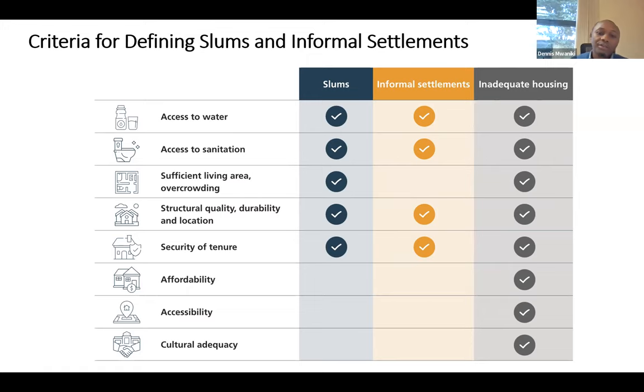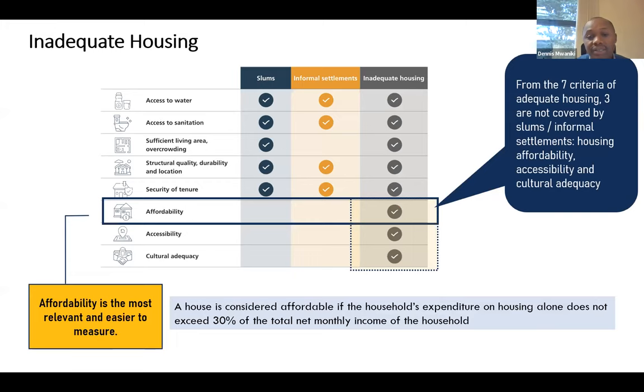So in terms of the measuring, we combine the slums and informal settlements because, as you can see from the screen, the five aspects that it looks at are almost similar. Then the one for inadequate housing has three additional aspects that are not measured under the slums and informal settlements. What we look for, particularly for this one, is the affordability. For the sake of measuring for this SDG, a house is considered to be affordable if the household expenditure, net of expenditure on housing, does not exceed 30% of the total net monthly income of that household. So this is what we're using to measure.